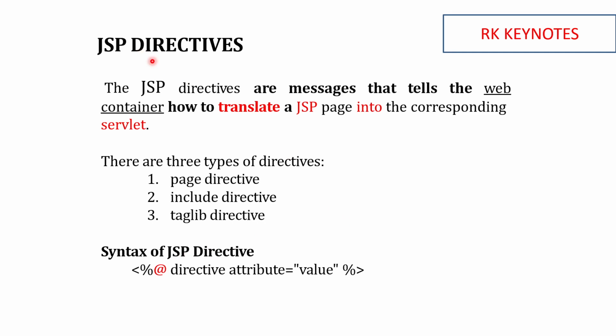Today's topic is about JSP directives. Basically, directives are a kind of messages which will inform the web container how to translate a particular JSP file into a servlet. Because every JSP file should be converted into a Java file. So that is why JSP is slightly slower than servlet, as we have seen in the first video.